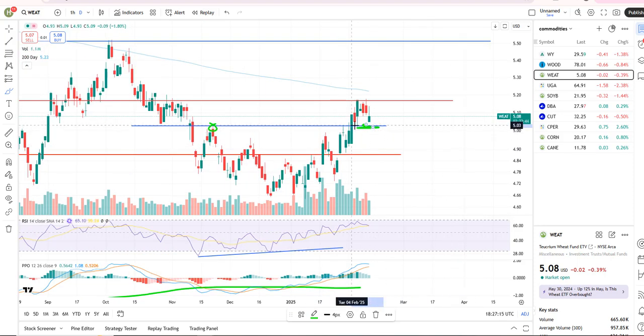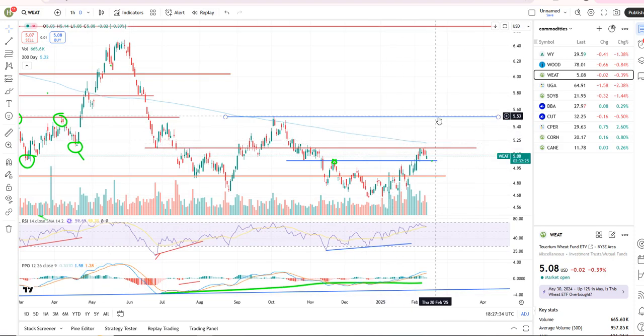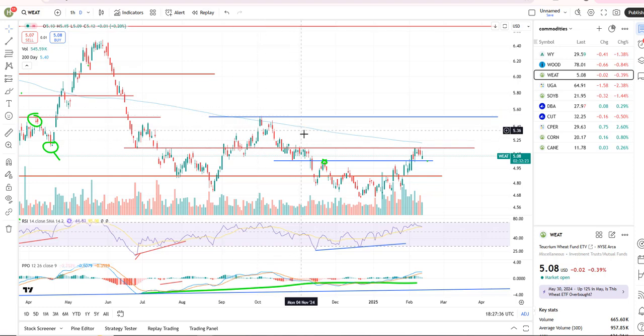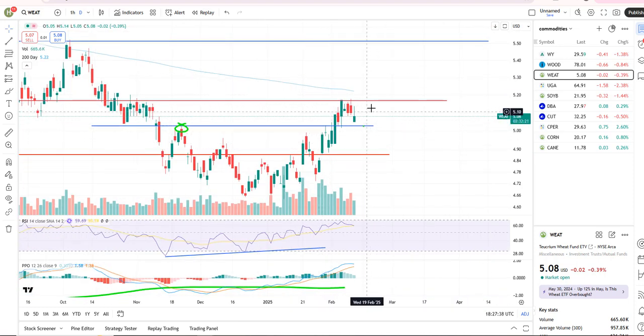So we'll look for wheat to bounce off of that. Now, if it doesn't, it breaks down, then you've got a false breakout, and you're probably going to head lower. So that's the possibility. Probability says we hold support at $5 and then rally into the 200, probably chop around for a little bit, but I think it's going to take it out. We've already tested it a couple times, so that's what I've got on wheat.